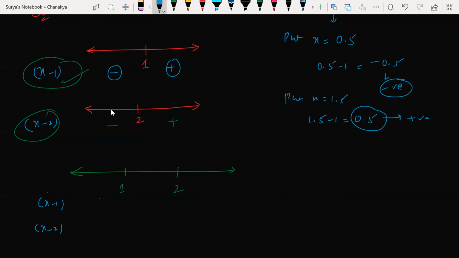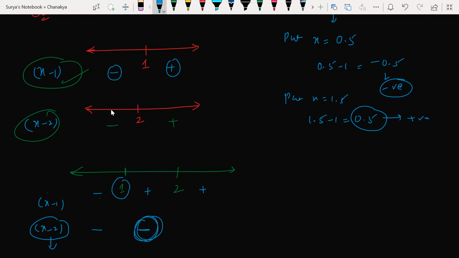What we got here? Tell me. Less than 1, it was negative. Greater than 1, it was positive. Greater than 2, also positive, of course. For x minus 2, if I substitute any value which is less than 1, it will be negative. Greater than 1, if I substitute any value, still negative. Guys, any value greater than 1, still negative or not? Understood, beta? How I wrote negative here?